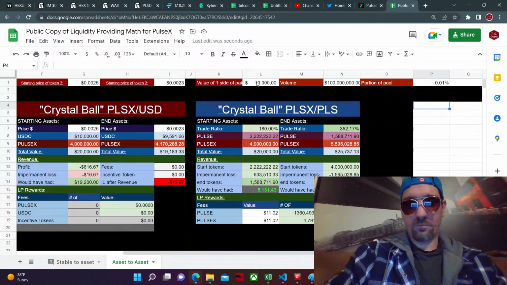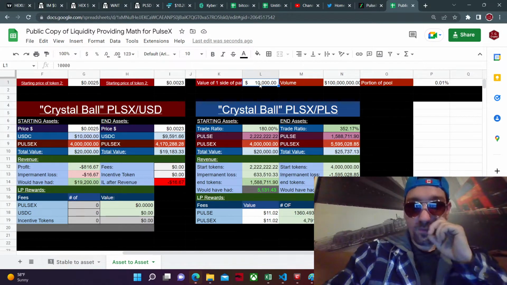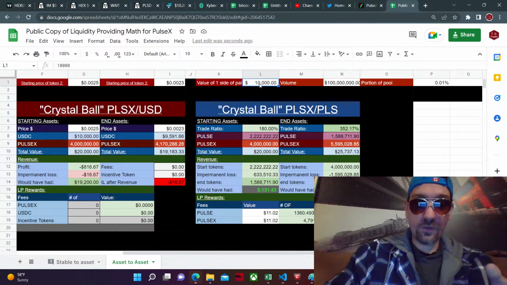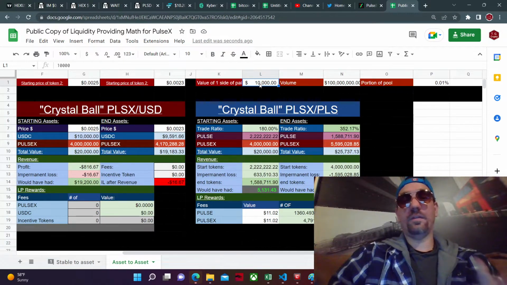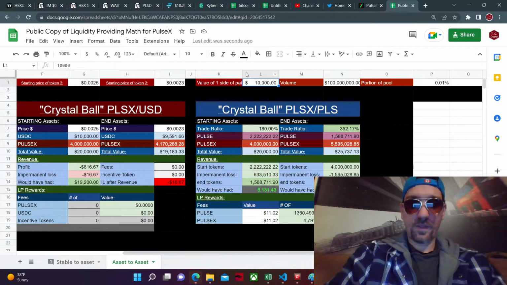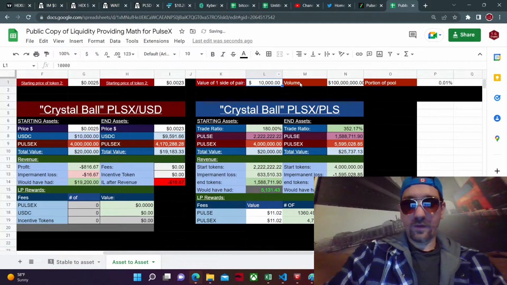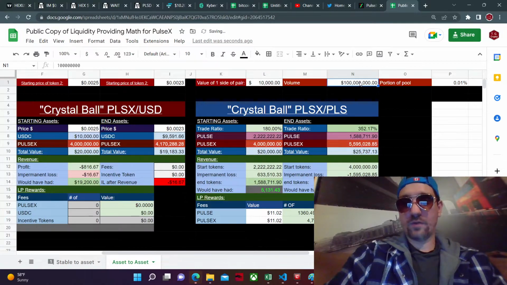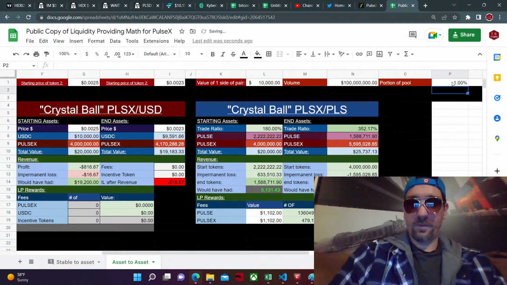So again, starting price of both assets and the amount of one side of the pair. So if you're going to put 10,000 pulse in and 10,000 whatever else, making 20,000 in total, just put the value of one side of the pair, 10,000. Okay, that's the size of the pair. Then again, like the other sheet, we now have a volume place, so you can track the volume between those 2 pairs. Say it's PulseX and Pulse. And then you need to put in the portion of the pool that you are providing. Maybe it's closer to 1%.